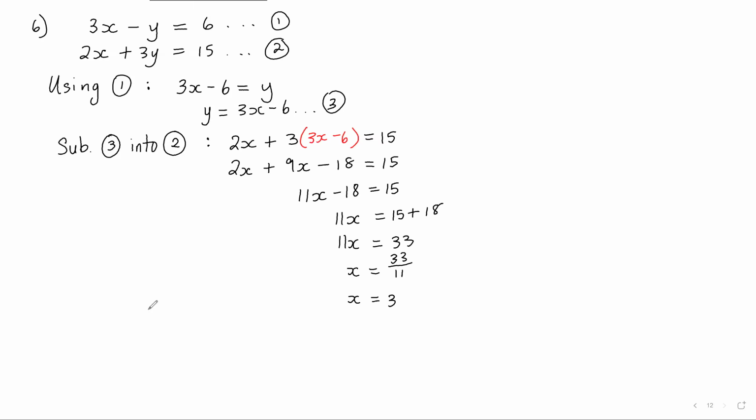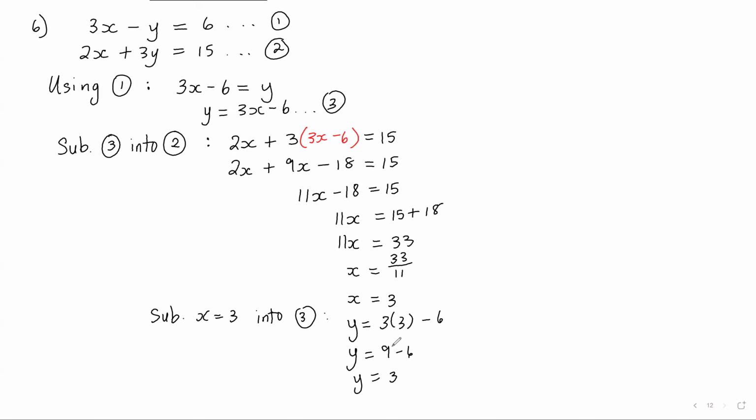Now that I have that x is equal to 3, I'm going to substitute that. So substituting x is equal to 3 into any one of the, well, not any one. I always say just do it in the equation where y is the subject. So it will be equation 3. That is y is equal to 3 times x, so 3 times 3 minus 6. So y is equal to 9 take away 6, which means y is equal to 3. So my solution here is x is 3 and y is also 3.